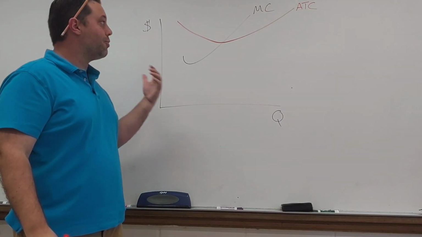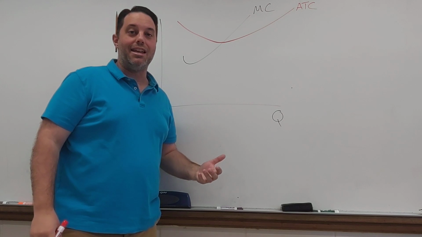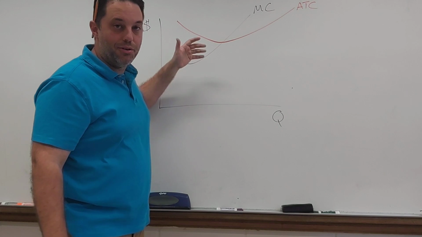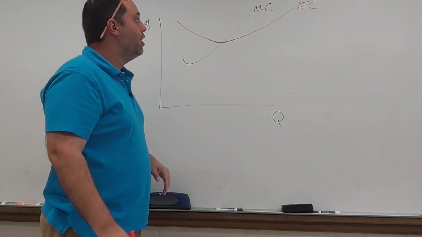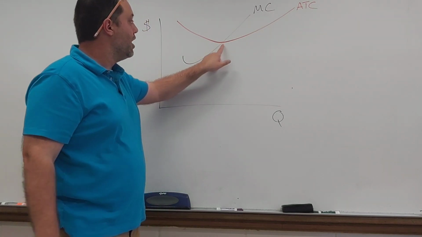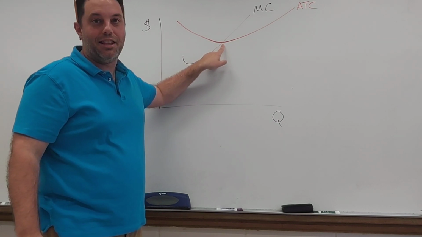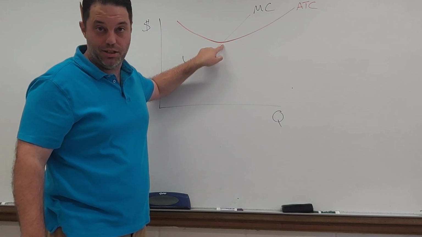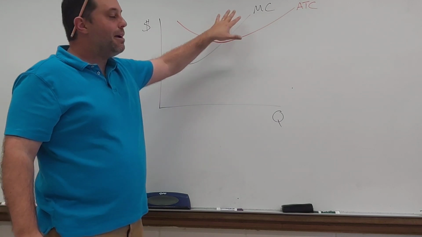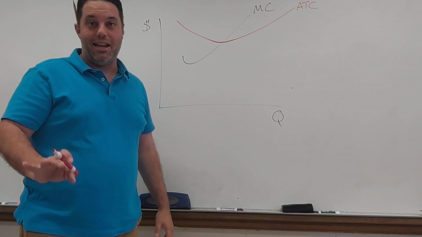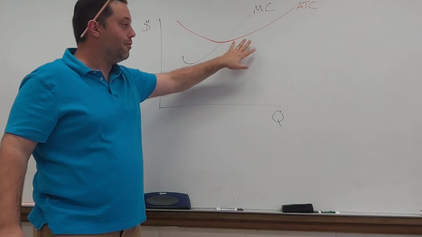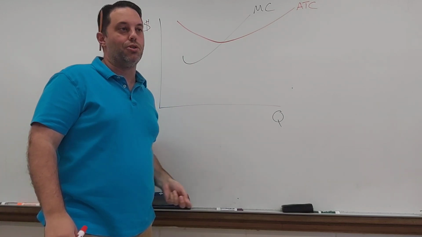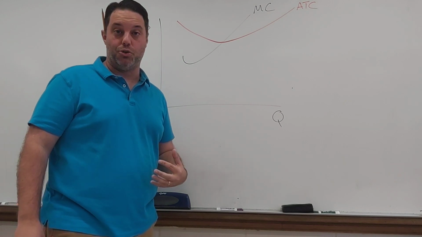Now the reason for the shape is that our average total cost is initially going down due to specialization, eventually going up due to diminishing marginal returns. But here's the reason that the intersection happens at the lowest point of ATC. The MC basically drives the ATC. This is sort of the cause of this. And the best way I can think of to explain it is to think of your marginal cost as like your current semester's GPA.